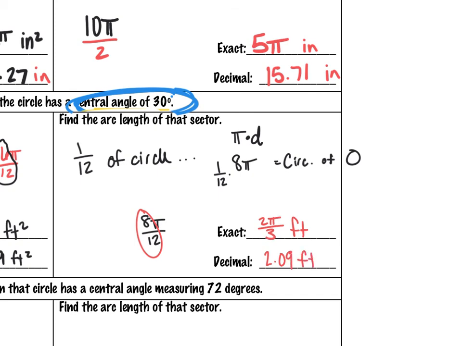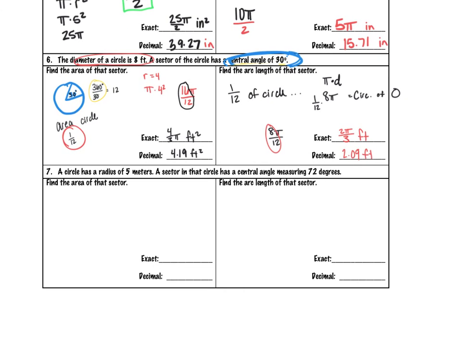I'll do one more, and then I'll give you your Classkick code to work on. So this one says a circle has a radius of 5 meters. We want a sector that measures 72 degrees. So first I need to figure out what fraction of the circle that is. That is 1/5 of the circle because 72 goes into 360 5 times. So I want 1/5 of the area.